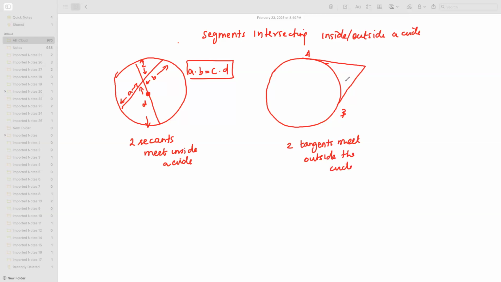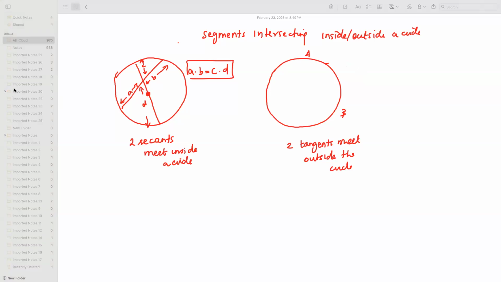So two tangents meeting outside the circle. In this scenario, I'm sorry, not this one. This one we have covered through the hat theorem. So let me go back. Sorry, guys.